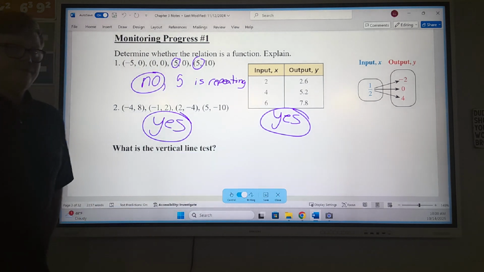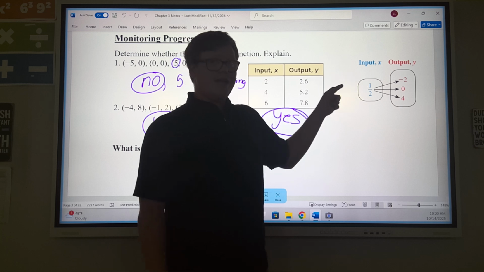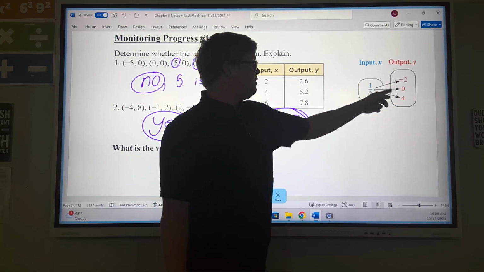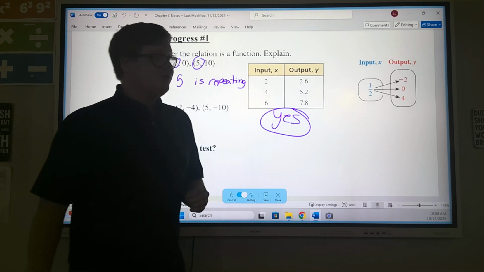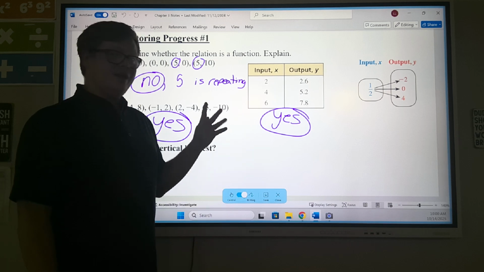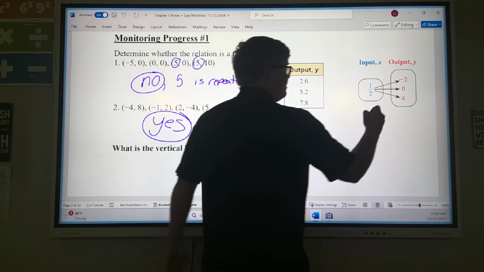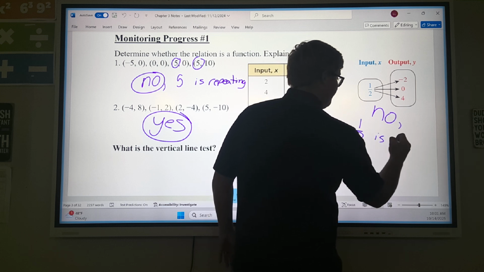And we look at the map. Again, we talked about this. You can write ordered pairs. We know 1/2, which is an x, is paired with -2, 0, and 4. So that means we would have 1/2 and -2, 1/2 and 0, and 1/2 and 4. 1/2 is repeating. So no, this is not a function.